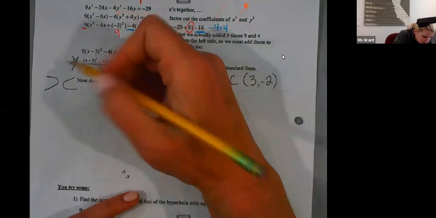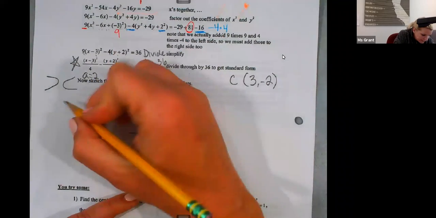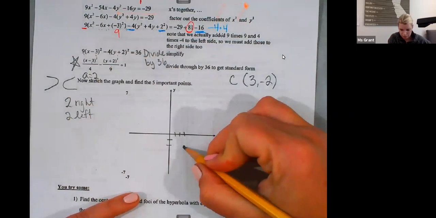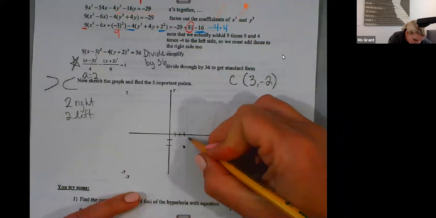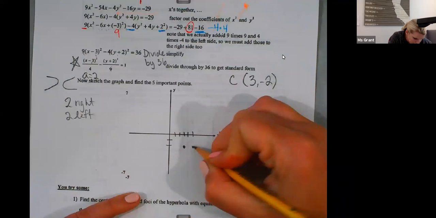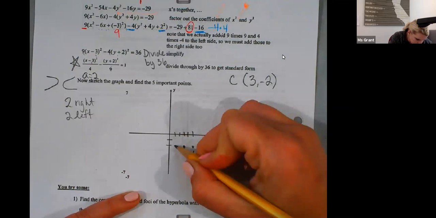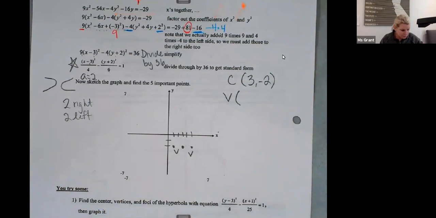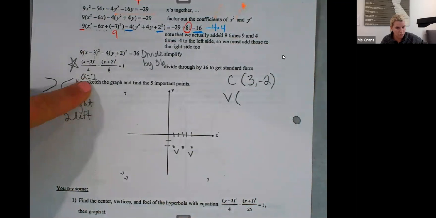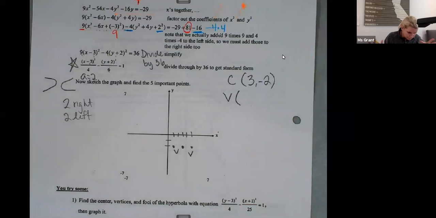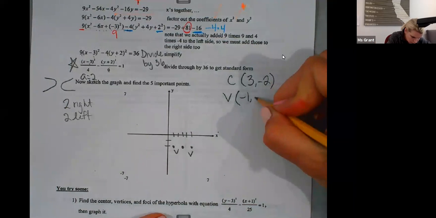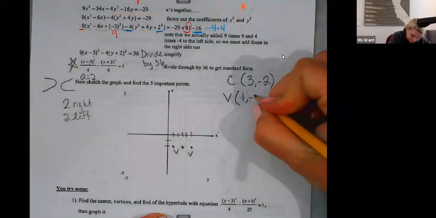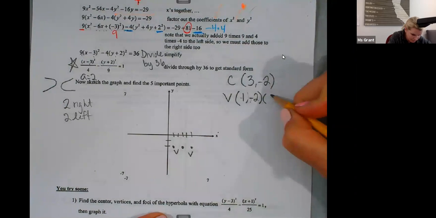X is in front, my A is 2. That means I go 2 to the right, 2 to the left from my center. That's one vertex. 2 to the left, that's another vertex. That means my vertices, because X was in front, A is 2, because 2 squared is 4, are +1, -2, and 5, -2.